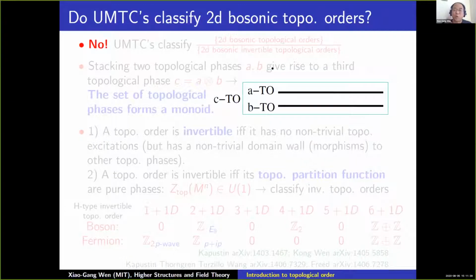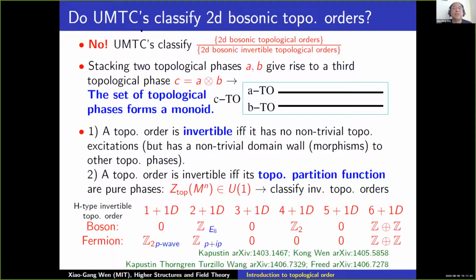But actually, it's not quite true. There's a little bit of a mismatch here. Unitary modular tensor categories do not classify 2D topological order, but classify 2D topological order up to invertible topological order. There are some topological orders whose excitations are trivial, and they are called invertible topological orders.